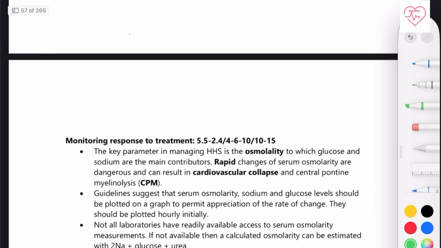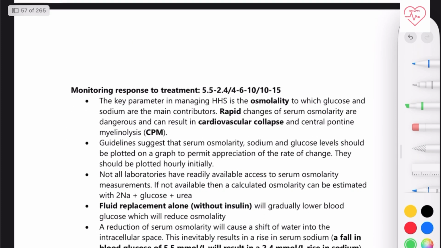Monitoring response to treatment, you just go through that. Rapid changes of serum osmolarity are dangerous. See, a lot of things you get to know. Why? They can result in cardiovascular collapse and central pontine myelinolysis.